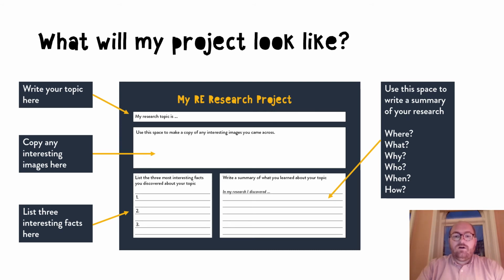And finally, on the bottom right-hand side, that's where you're going to write your summary. A summary is a short summing up of what you've discovered. So with the sentence starter, in my research I discovered, you would write, well, in my research I discovered that a Gurdwara is a Sikh place of worship. But what else did you discover?